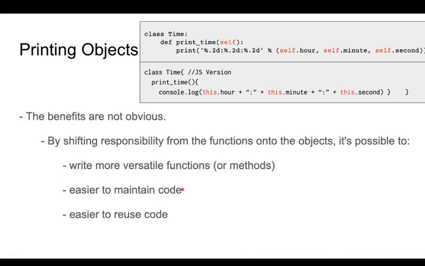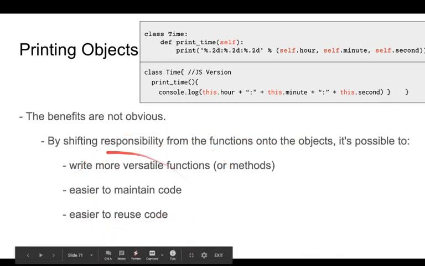Although the benefits are not obvious, as with a lot of things in object-oriented programming, when we shift the responsibility from the functions to the objects, it's possible to do these things: write more versatile functions, maintain code, and reuse code.